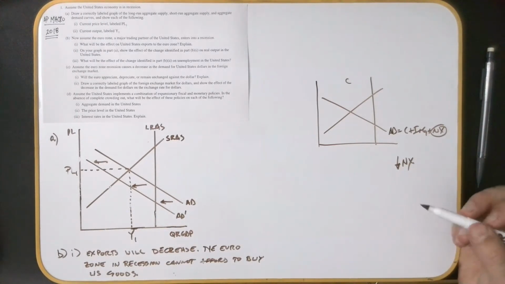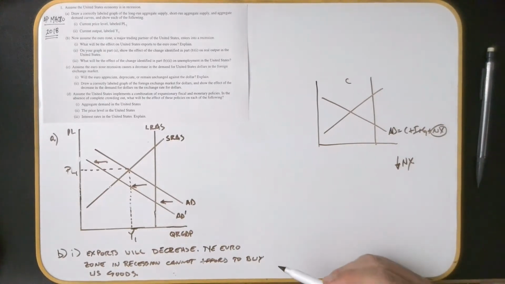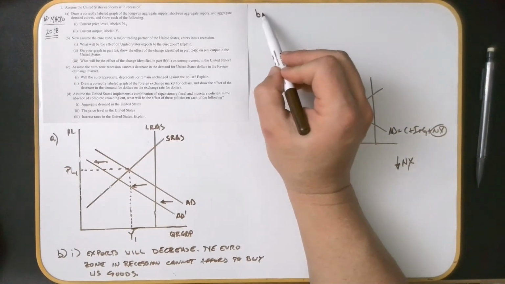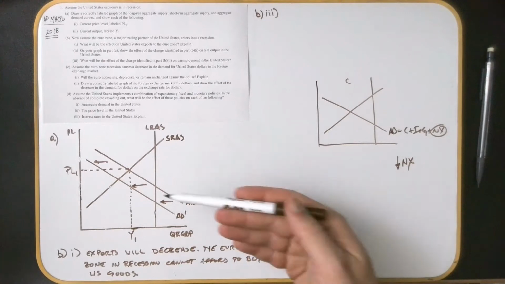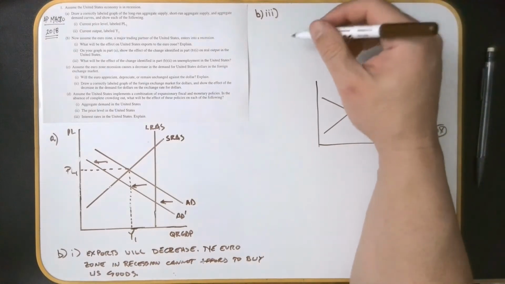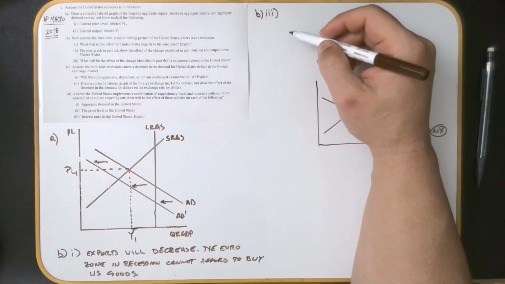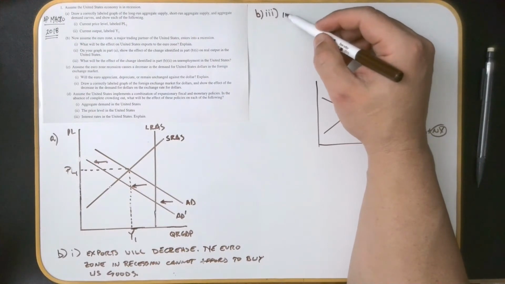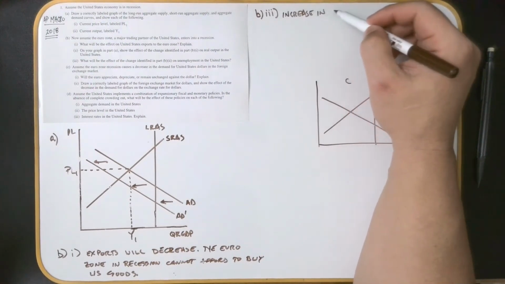And then for part 3 it says, what will the effect be of the change identified in part 2 on unemployment in the United States? And I'll go ahead and put that up here. So this is B, part 3. That's pretty logical: if we're in a recession and we go into a deeper recession, we're going to have even more unemployment. Because it's the word unemployment, make sure you don't accidentally say it's going to be a decrease in unemployment. That would be a good thing. It's going to be an increase in unemployment. So there's more of it.